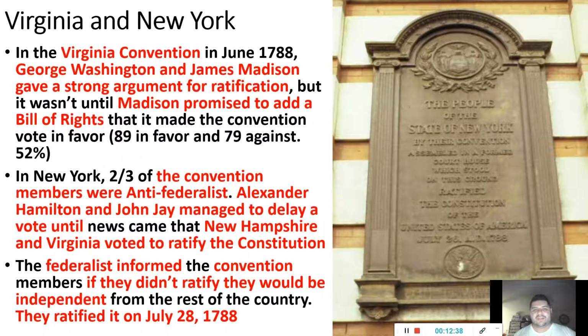Especially the Anti-Federalist people. So when he said, yes, I promise we're going to add a Bill of Rights, there were some Anti-Federalists who were like, I don't trust him. He gives us his word, but... So it barely passed, right? And Virginia ratifies the Constitution.